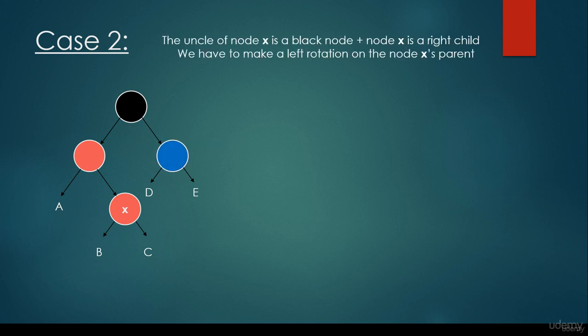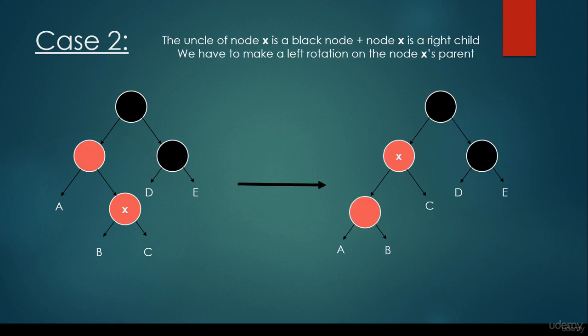And basically, we just have to make a left rotation on the node X's parent. So on this node, this is the node X's parent. So we have to make a left rotation on this node. So we have to rotate the blue node to the left. And basically we are going to end up with this situation. X is going to be the left child of the root node after the rotation.